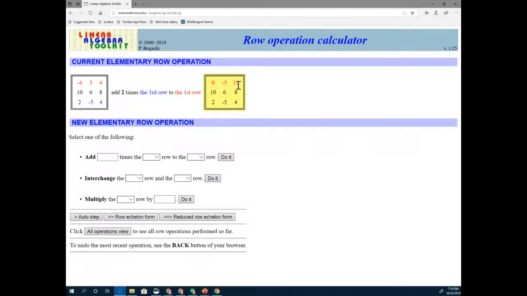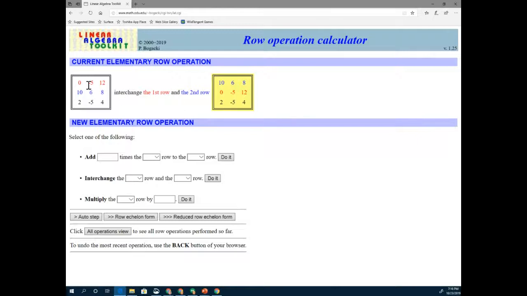And now it tells me what my row looks like. If you want to do this by hand, this is nice because you can tell it what to do and you don't have to worry about math errors because it will do it for you. And then you can walk through the solving by matrix process. So I like this row operation calculator. It's also nice because you can auto step it and it will automatically do one of the steps.